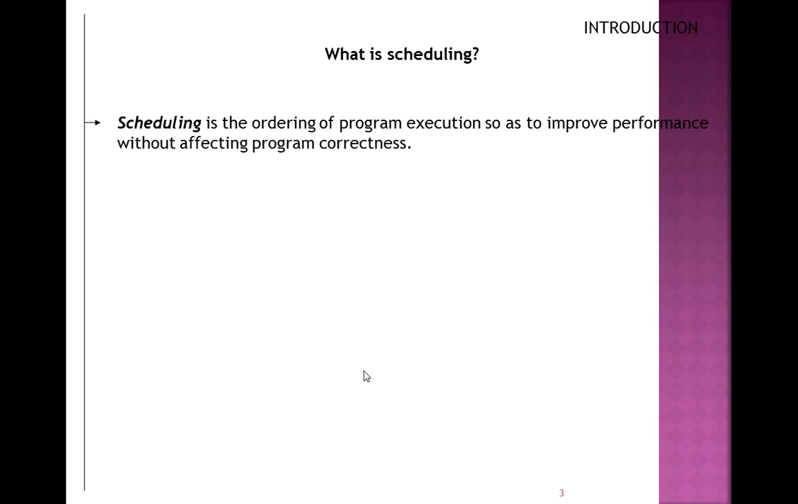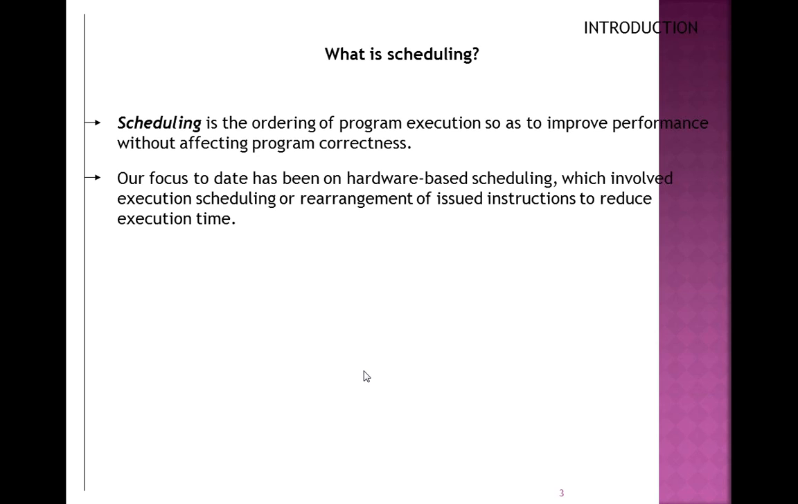So first of all, what is scheduling? It is the ordering of program execution. That is, if I am writing the program and executing the program one by one, that is known as scheduling. So it is the process of ordering the program execution so as to improve the performance without affecting program correctness. That is, it is the ordering of the program that can be executed by the CPU.